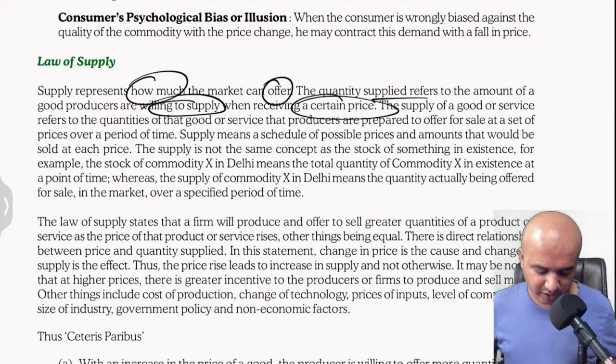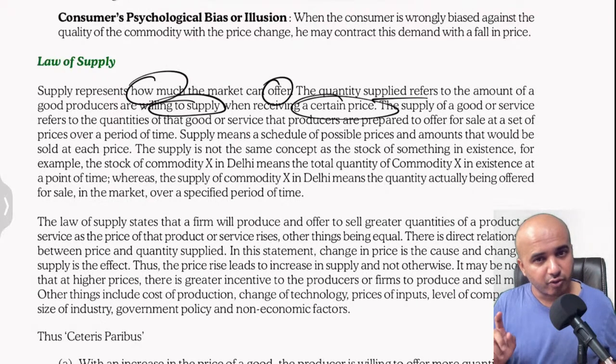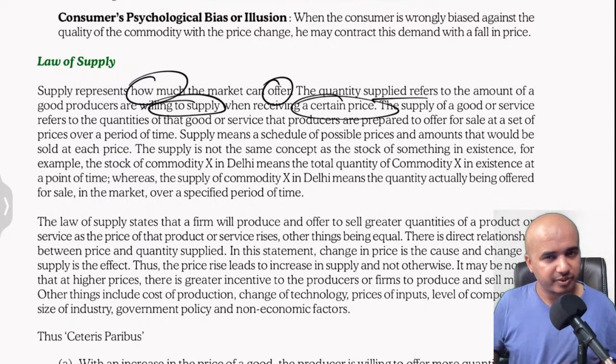The supply of a good or service refers to the quantities of that good or service that producers are prepared to offer for sale for a set price over a period of time. I know the price as a producer. I know this price will sustain over a period of, let's say, 3 months, 4 months, etc. So if that is the case, I will offer this much of goods, or I will supply this much of goods over the next 3-4 months, because I know with that price I can make enough money.